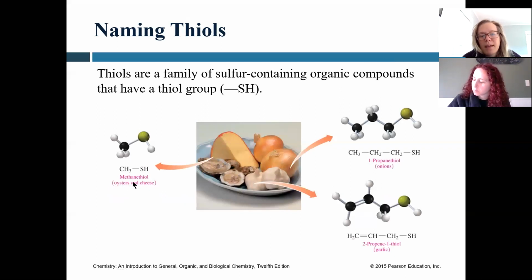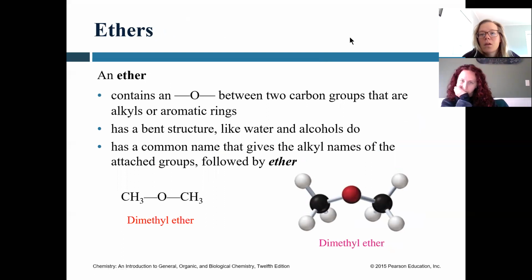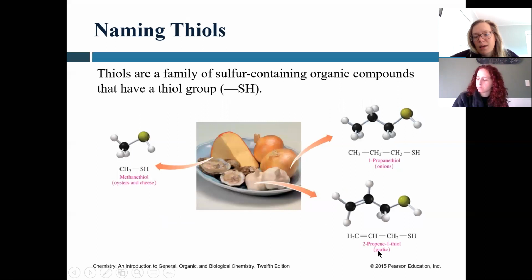So here we have methane thiol. We can find that in oysters and cheese. We've got 1-propane thiol, which is in onions. And then this one is a little more complicated. It's mixing an alkene with the thiol, but this is 2-propene-1-thiol. This guy is in garlic. Again, I'm not really going to have you do things where you've got something with a double bond and a thiol group in there, but just for your information, that's how you would name those.